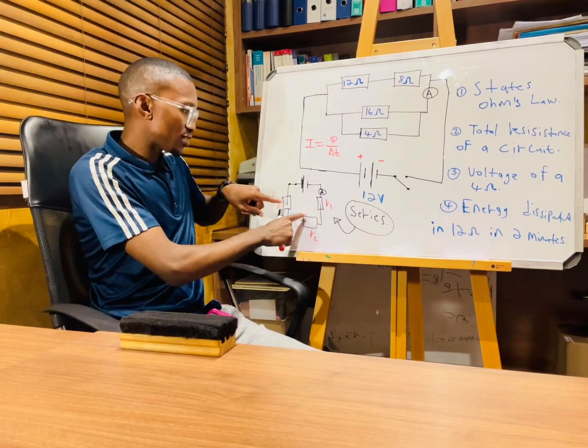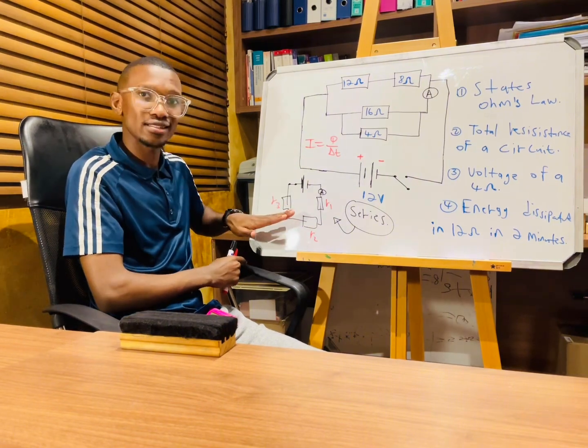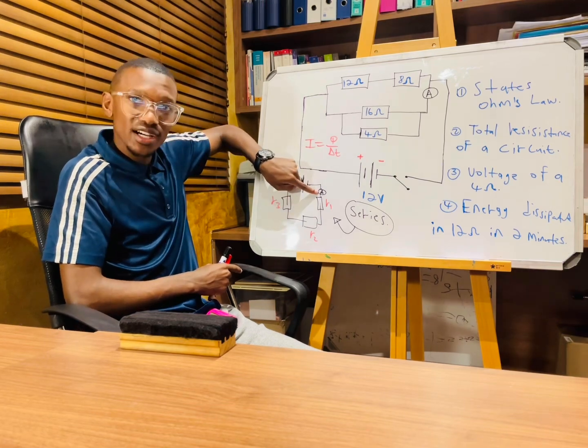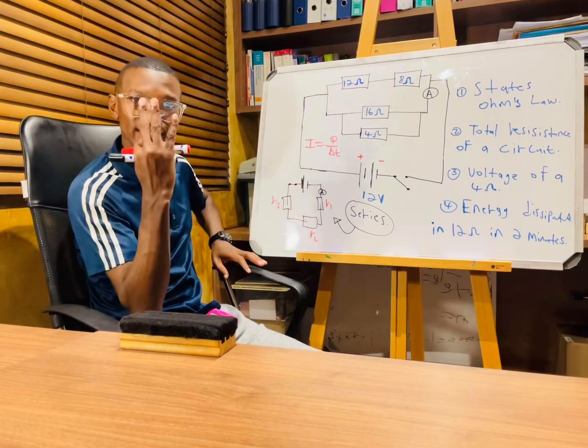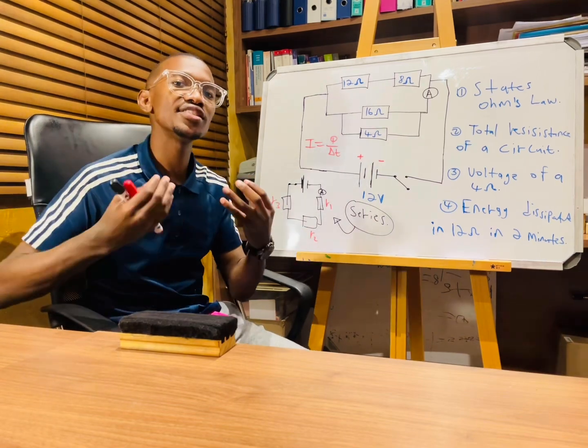If you see resistors, these are the components that you see in the circuit. I have a cell, a switch, an ammeter, and then 3 resistors. They are connected in what? In series.